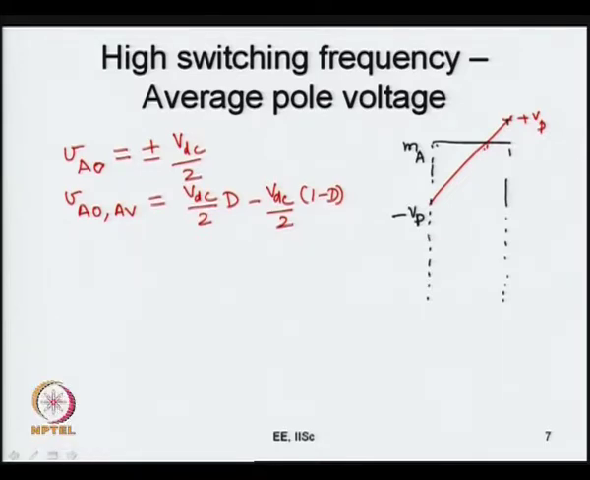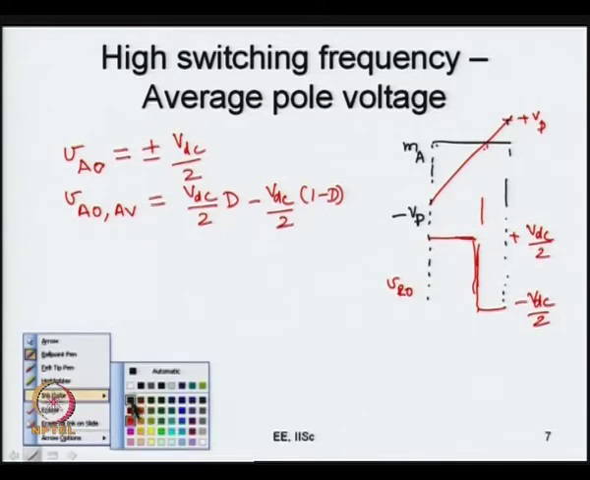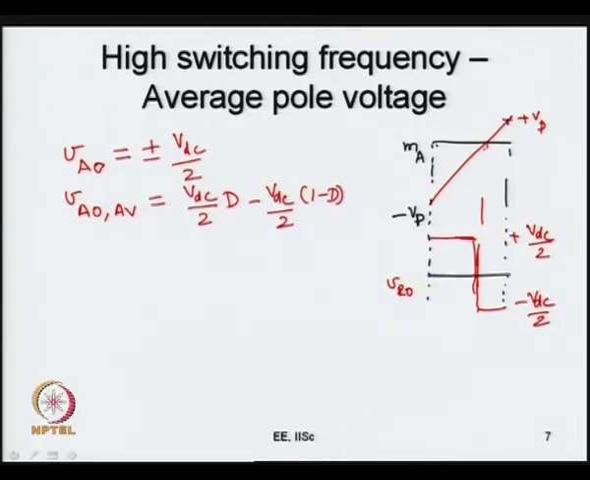Up to this instant you have VRO positive, and here VRO is negative. This is VRO, and VRO here is plus VDC by 2, here it is minus VDC by 2. And where is the 0 line? Somewhere like this. This is the time axis.